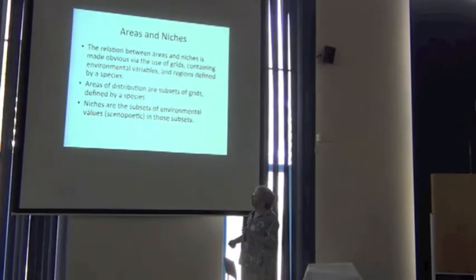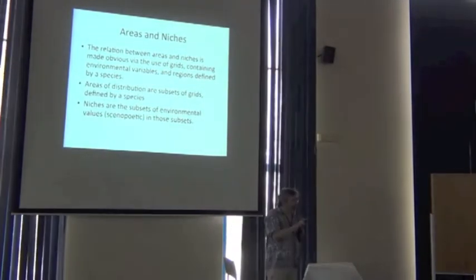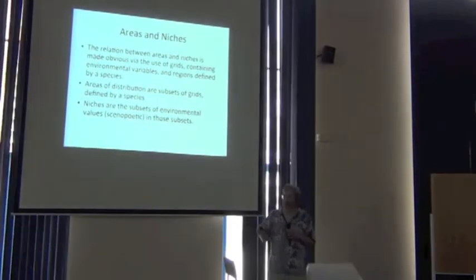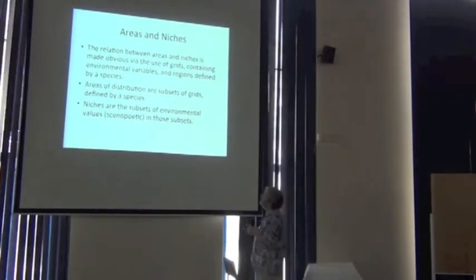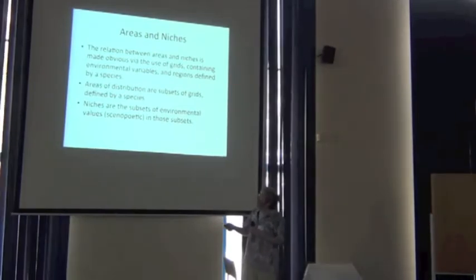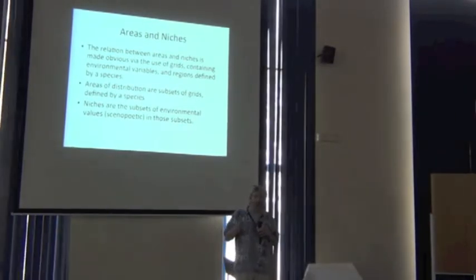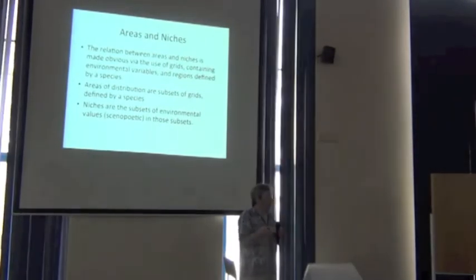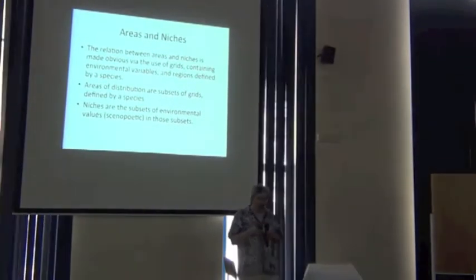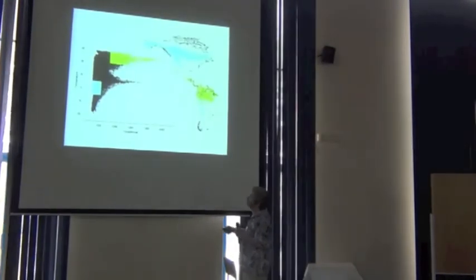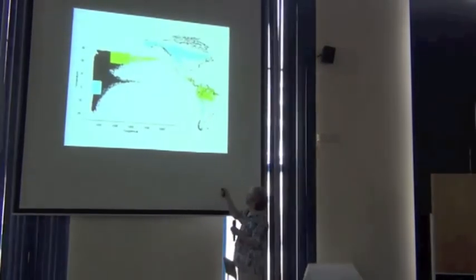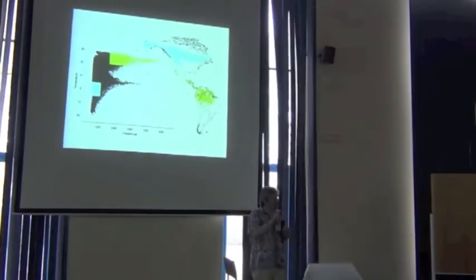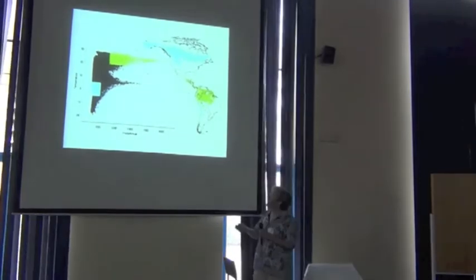Okay, just a little bit of comment about areas, distributional areas, versus subsets of environmental space. So essentially, areas of distribution are the spatial manifestation of those environmental conditions that make up the ecological niche. So we have to go back and forth between geographic space and environmental space. And these two spaces can have very strange relationships between them.